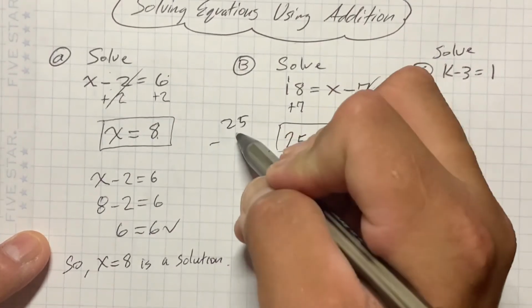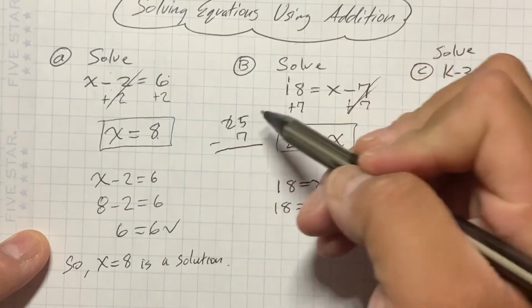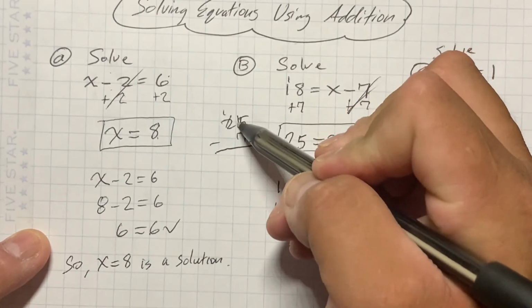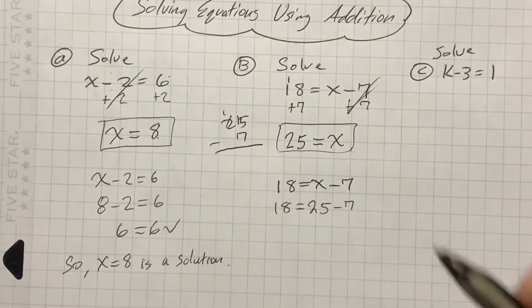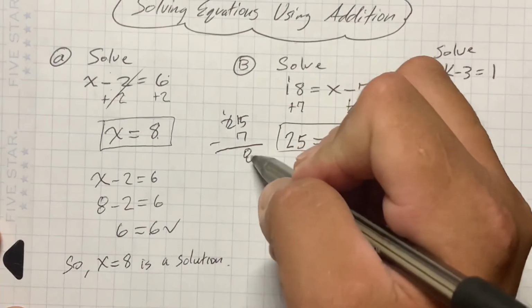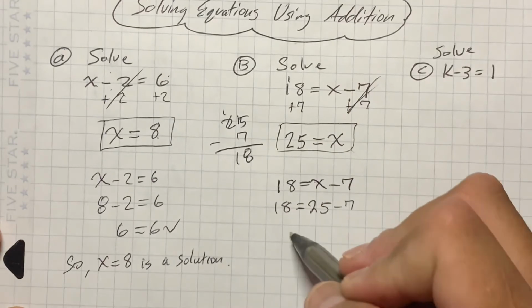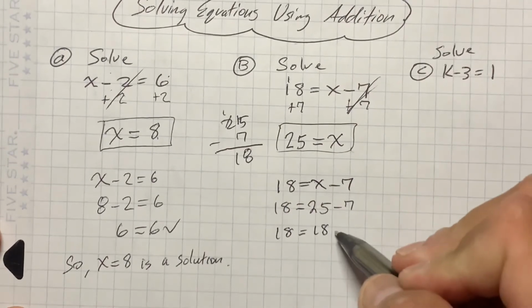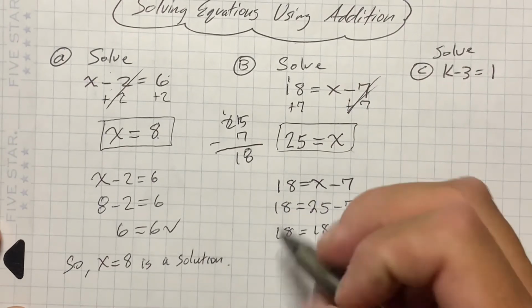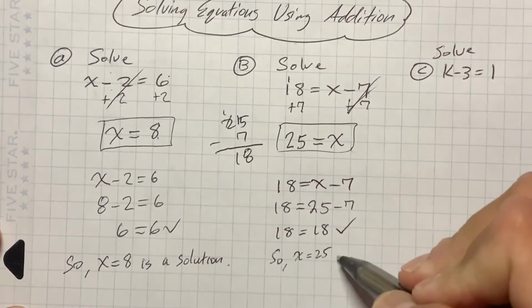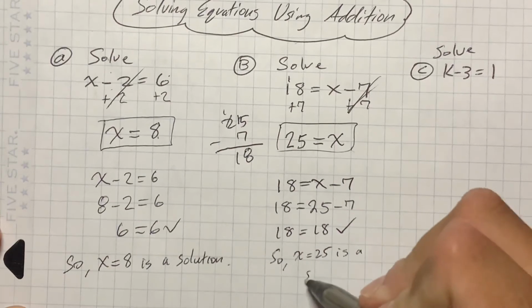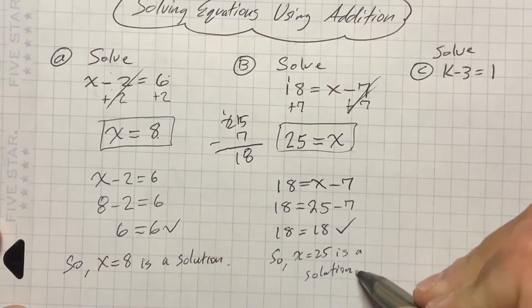25 take away 7, so we're going to have to borrow from the tens place. This becomes 15. So this will be 8 and then 1. So again, 18 is equivalent to 18, so that checks. That means if x equals 25, that is a solution to the equation. Okay.